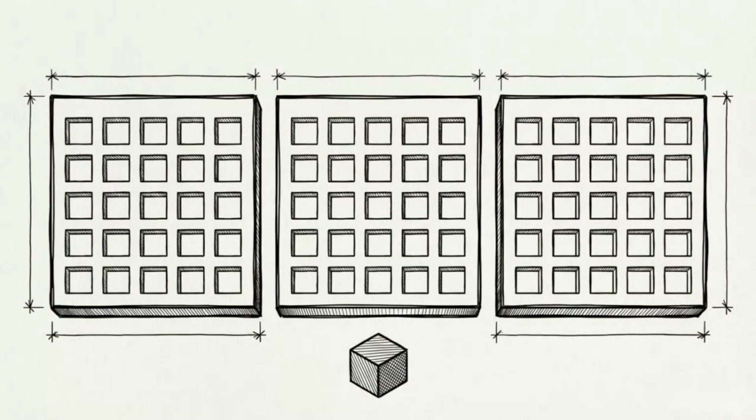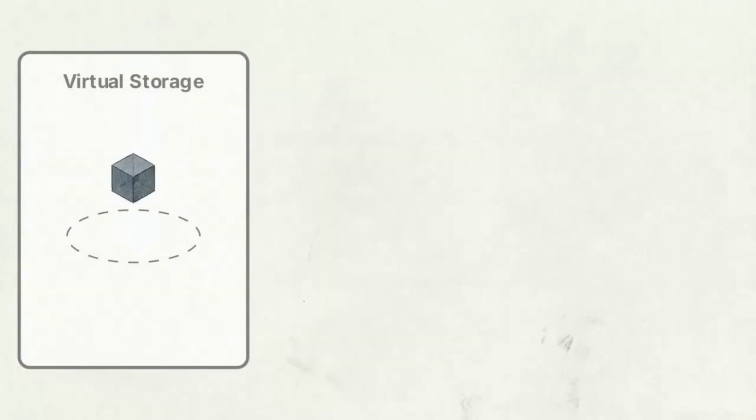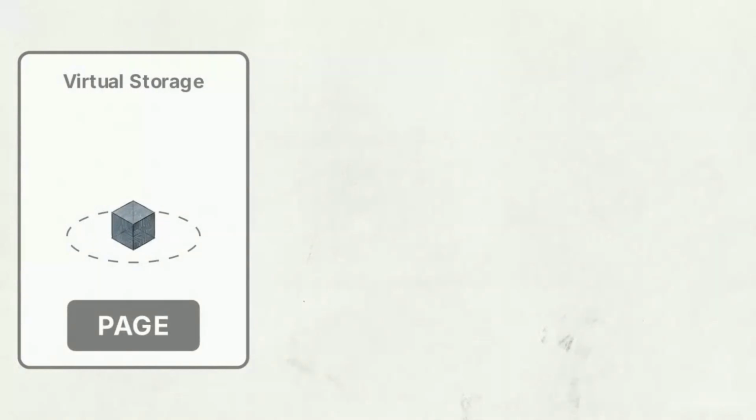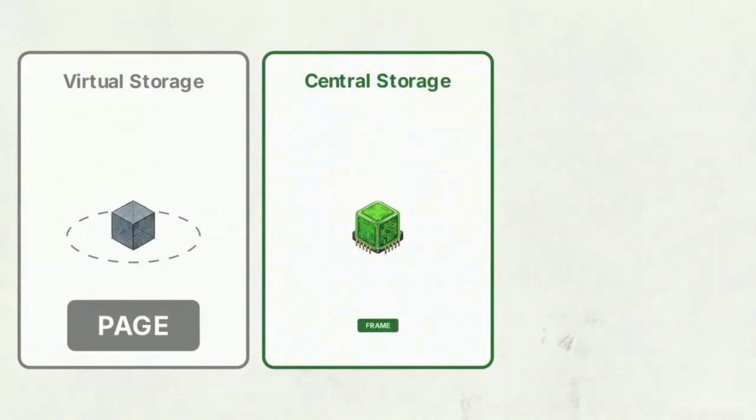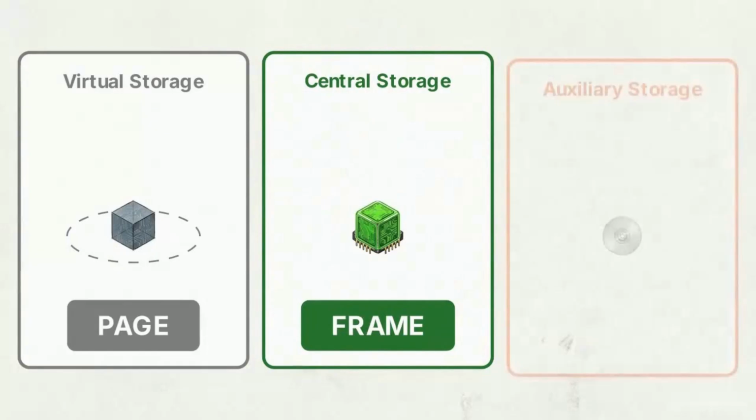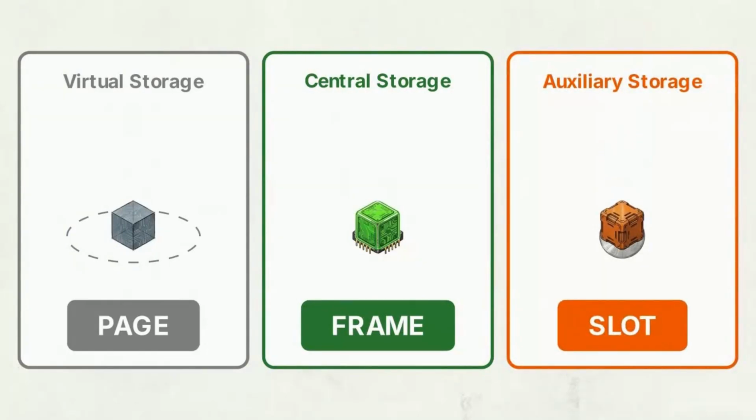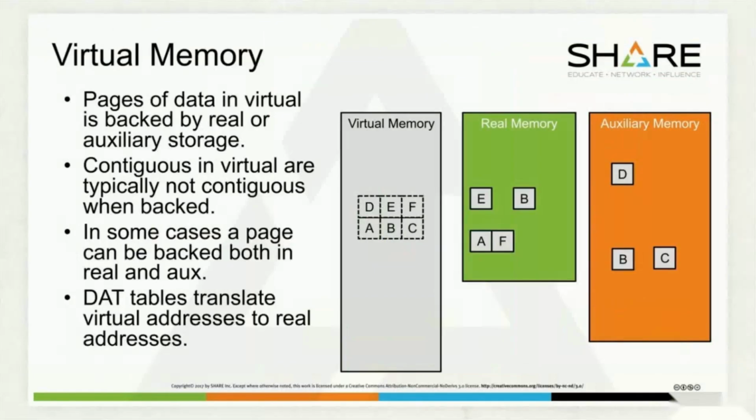The terminology for these blocks changes when that same 4 kilobyte block physically loads into main memory, central storage. It is called a frame. And when the block is written out to a physical disk device, or auxiliary storage, it is called a slot. This diagram maps the domains. The gray virtual memory column holds pages A through F. Active pages must reside in green real memory frames. Inactive pages are evicted to orange auxiliary slots. Though contiguous virtually, physically these blocks are completely fractured and scattered.